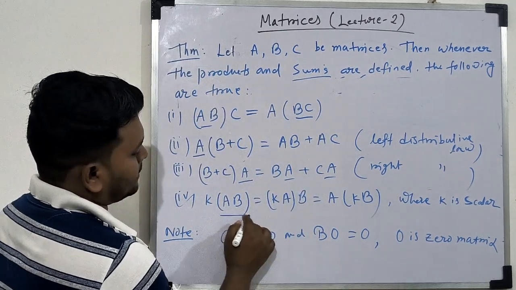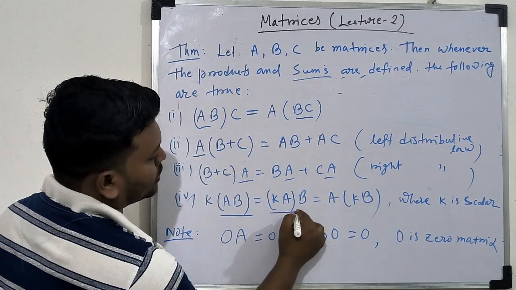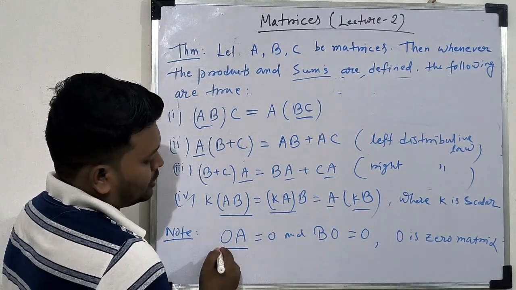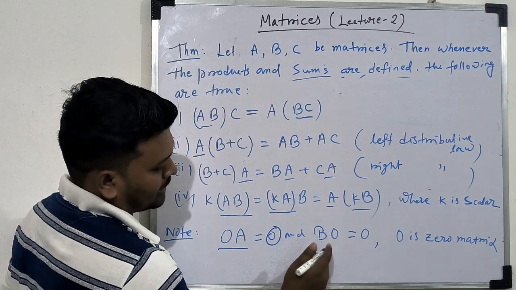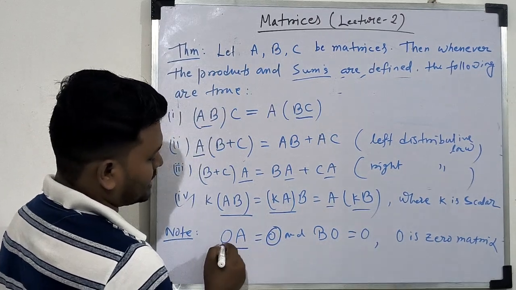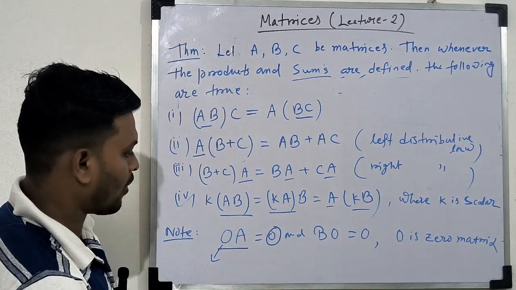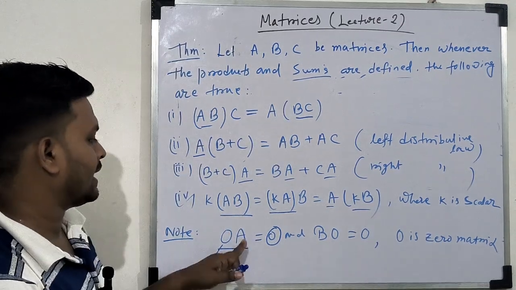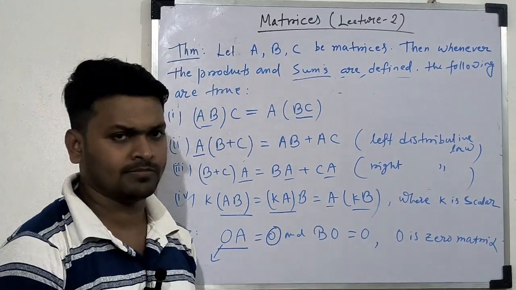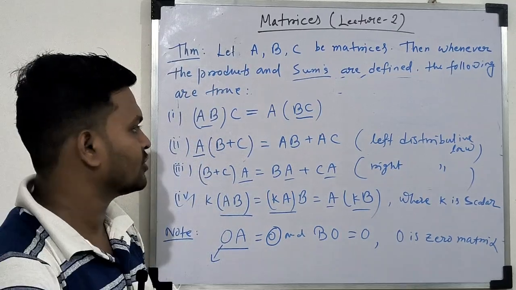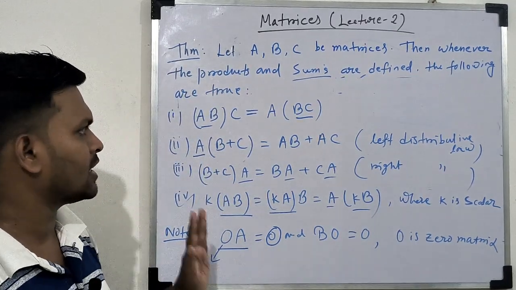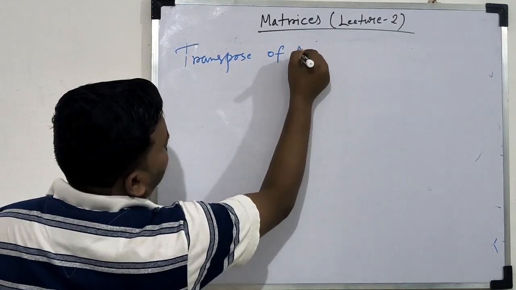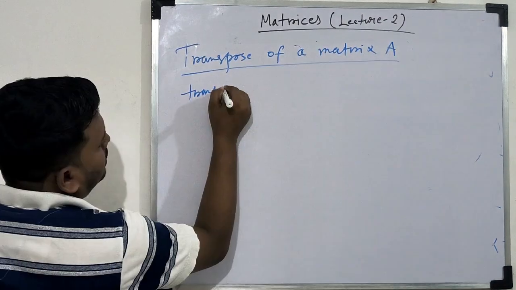And K into AB can be written as K into A into B, and A into KB. And 0 into A equals 0, B into 0 equals 0, where 0 is the zero matrix of the order so that we can multiply with A. So this is the theorem. This is very important for future study, so just remember this.